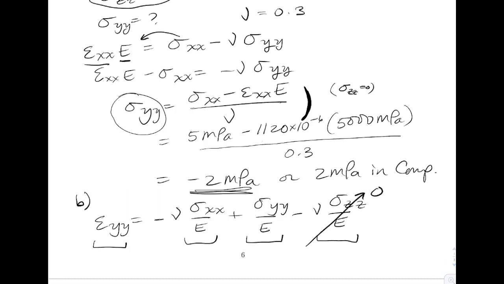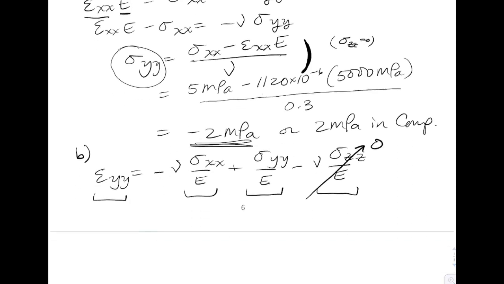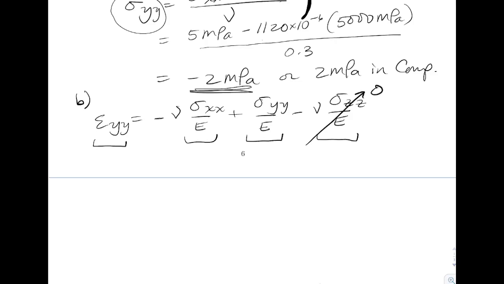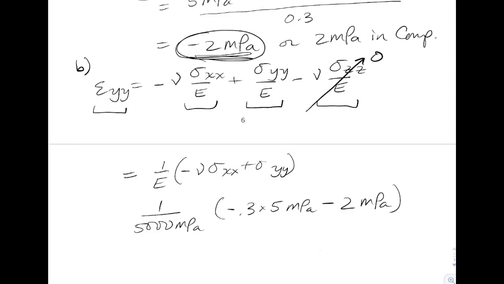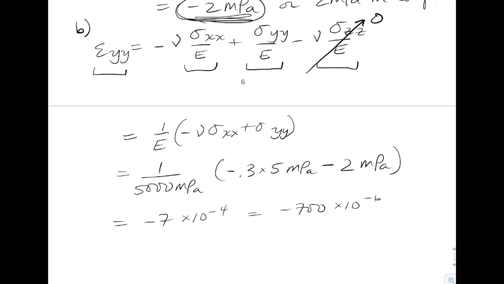So we just plug in what we know. Sigma zz is equal to 0. We'll simplify our expression just a little bit to help us out math-wise. So epsilon yy. Then all we have to do is plug in the values that we have, using our newly found answer for sigma yy. Plugging in, we end up with an answer of minus 700 times 10 to the minus 6, or minus 700 microstrain, would be how this is also expressed.